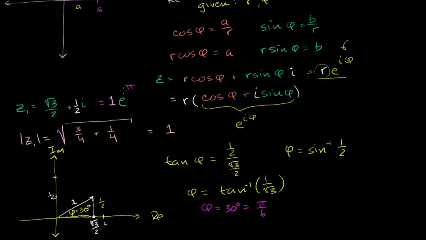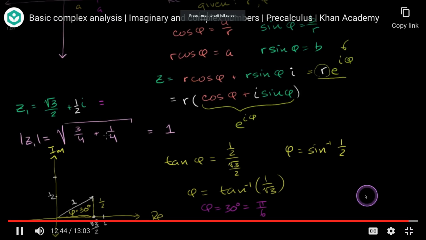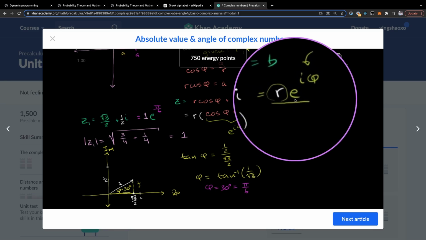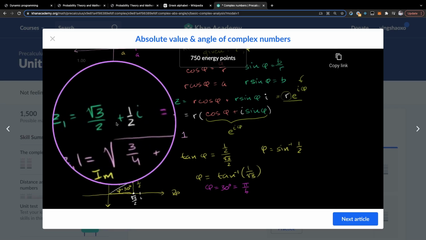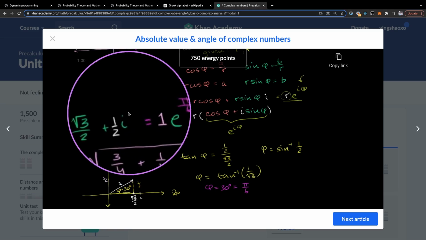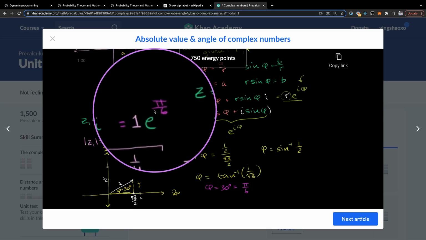E to the pi over 6i. And we're done. Exact same thing as r, or its magnitude, which is 1 times e to the pi over 6i. Now, just think about this. This is just another representation for the complex number written here. You could write the whole thing, instead of with the i, you could represent it with the e.